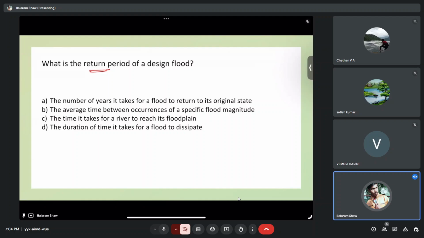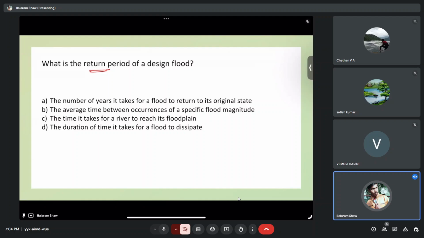So in case of the design flood, it will be flood events, right? So in this case, what are the options? First, the number of years it takes for a flood to return to its original state. Next option is the average time between the occurrences of a specific flood event or flood magnitude. Then the time it takes for a river to reach its floodplain, and the duration of time it takes for a flood to dissipate. So from this we can see that the correct answer will be B. Okay. Any questions till now? Okay. We'll move to the next question.